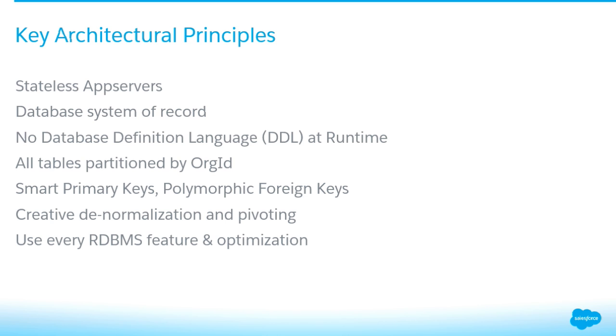We have polymorphic foreign keys, which means we're able to link tables together without actually having to worry about having exactly the right sort of naming conventions in there as well.